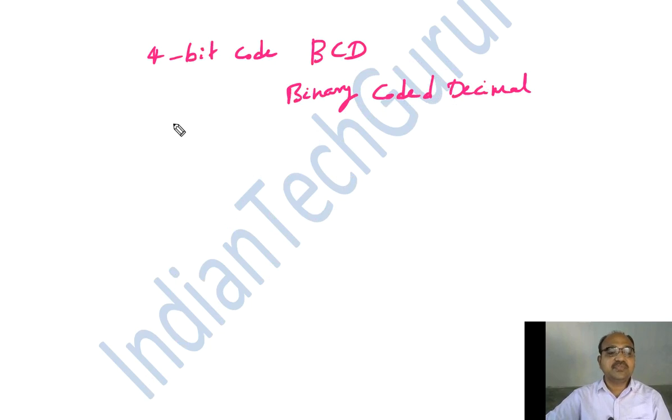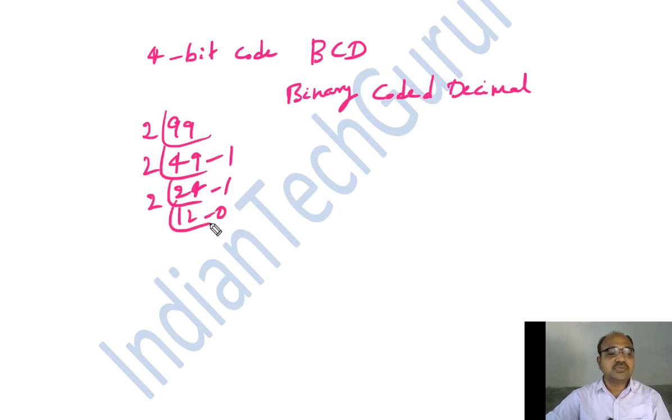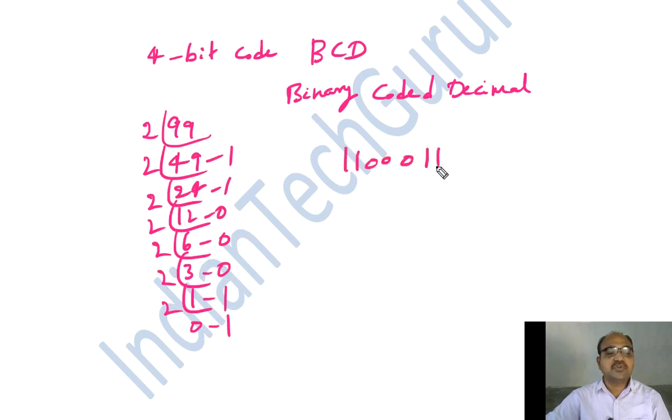So what does it mean? For example, if I want to convert the decimal number 99, what is the procedure? I'm going to divide it by 2: 2 fours, 2 nines, 1; 2 24s, 1; 2 12s, 0; 2 sixes, 12; 2 threes, 6; 2 ones, 2; 2 zeros, 0. So what is the resultant binary number? 11000011. This is the equivalent binary number for 99.